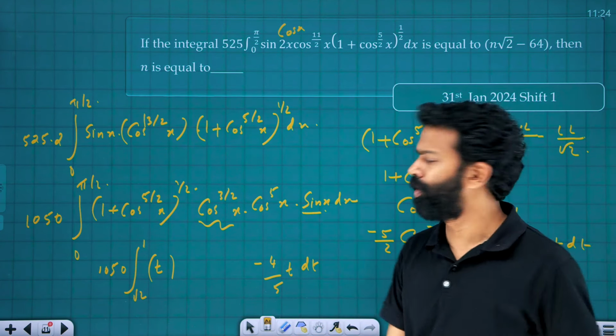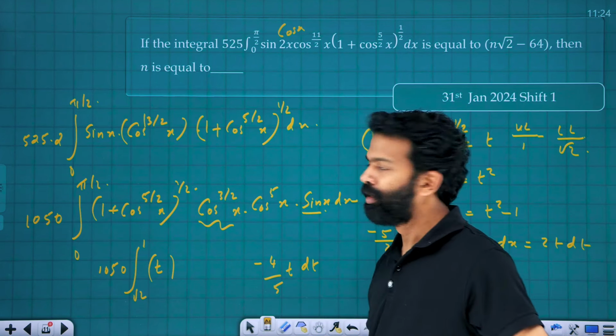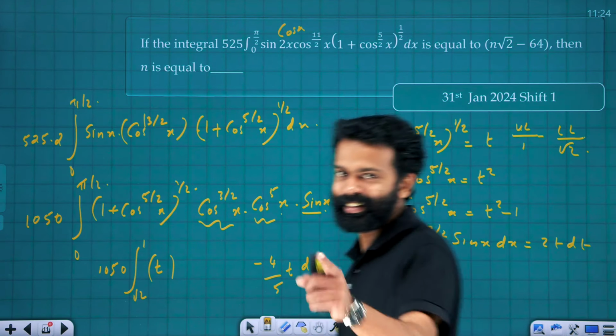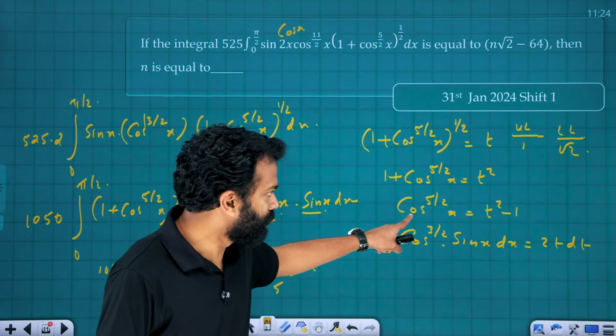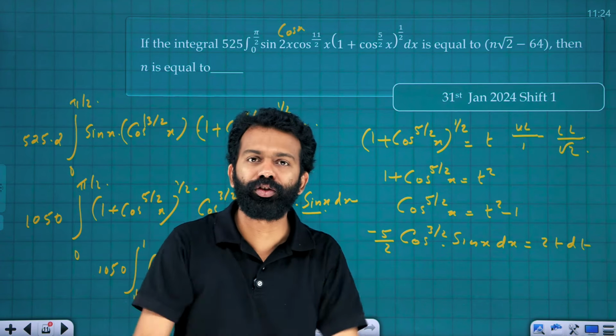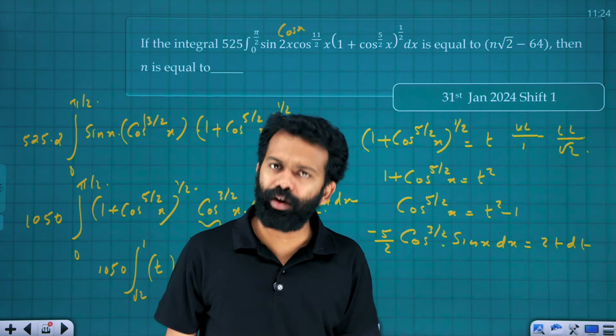Some of you might be wondering why I have left this space over here. Because, what is cos^5 x? See, cos^(5/2) x is equal to t squared minus 1. Therefore, cos^5 x will be (t squared minus 1) the whole squared.